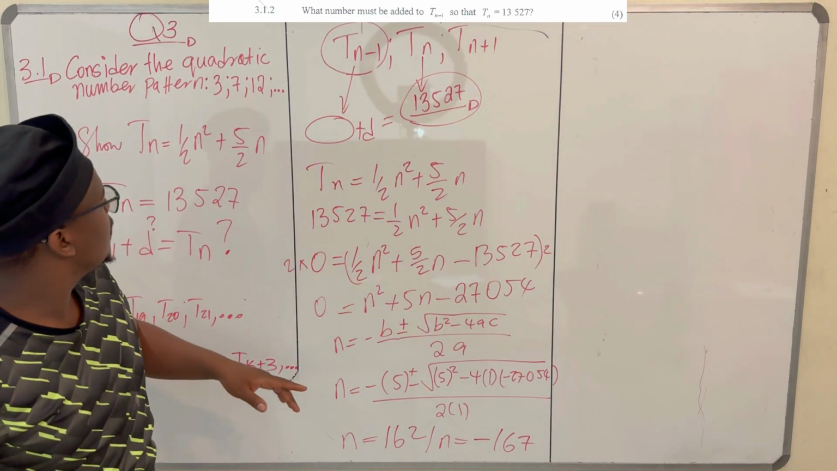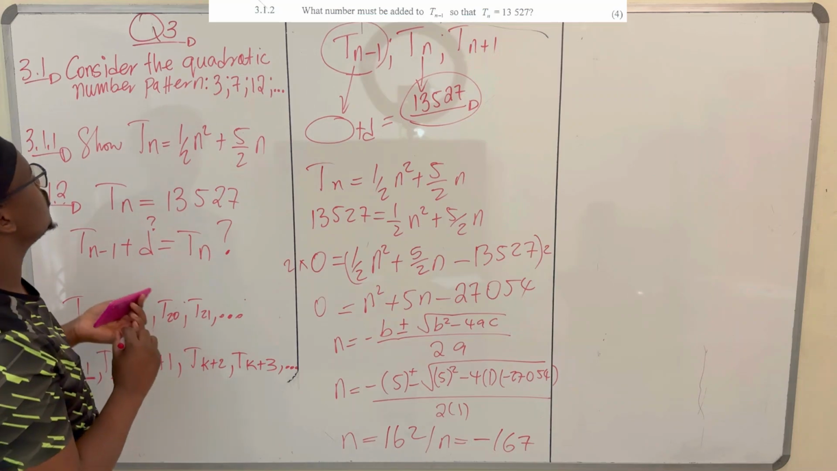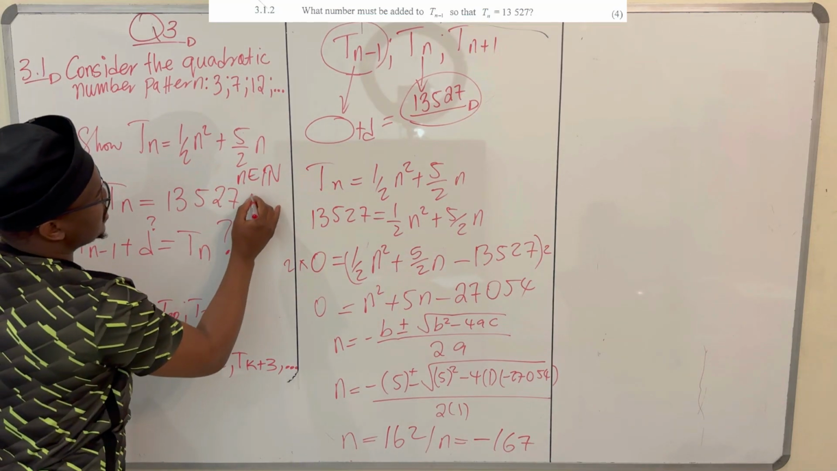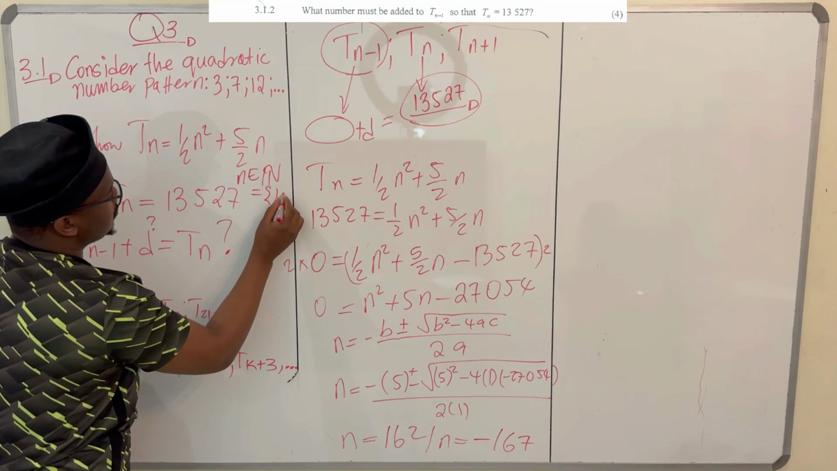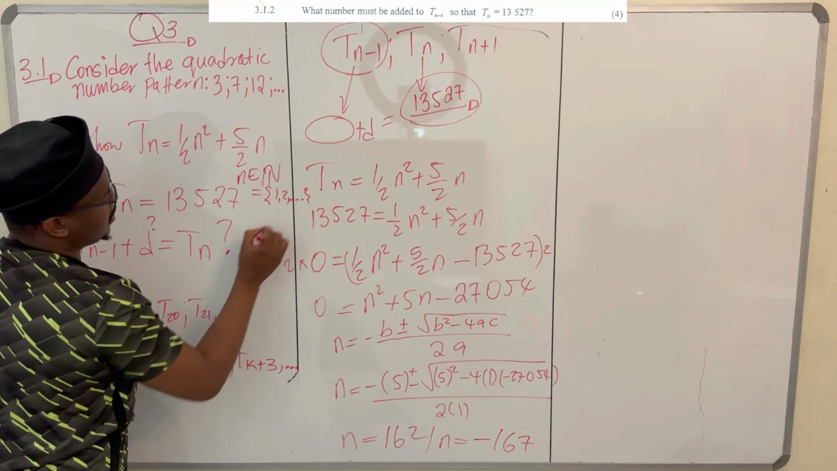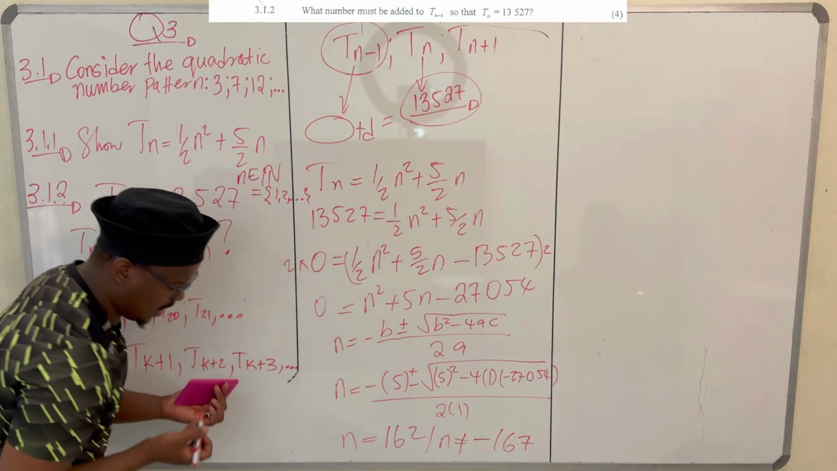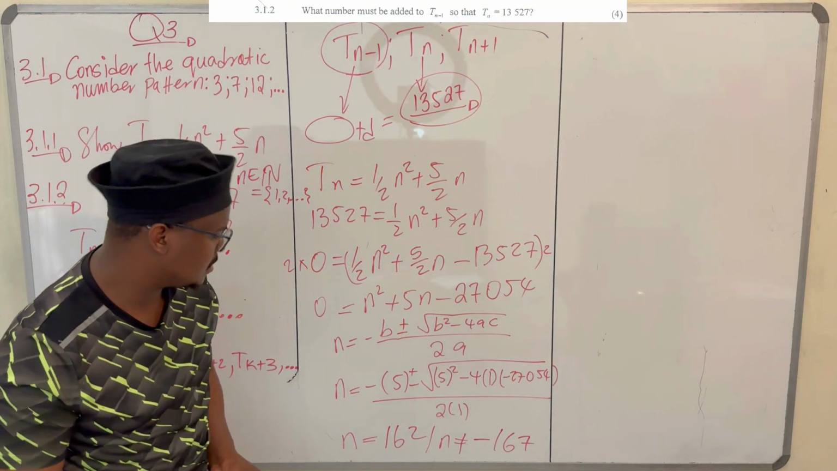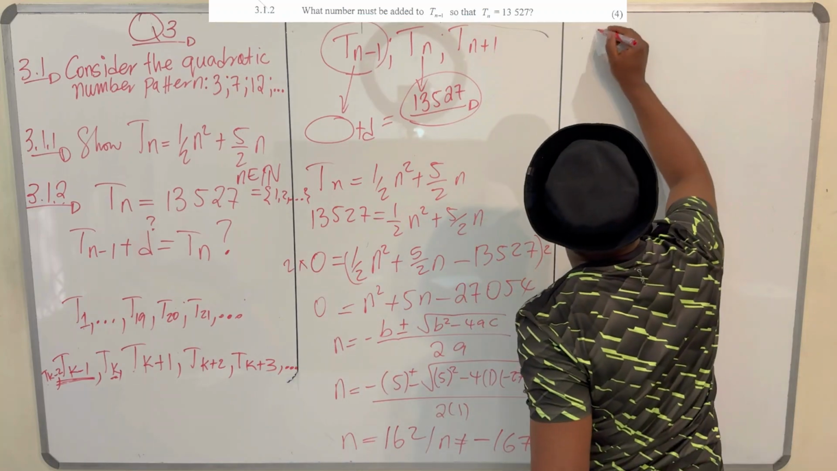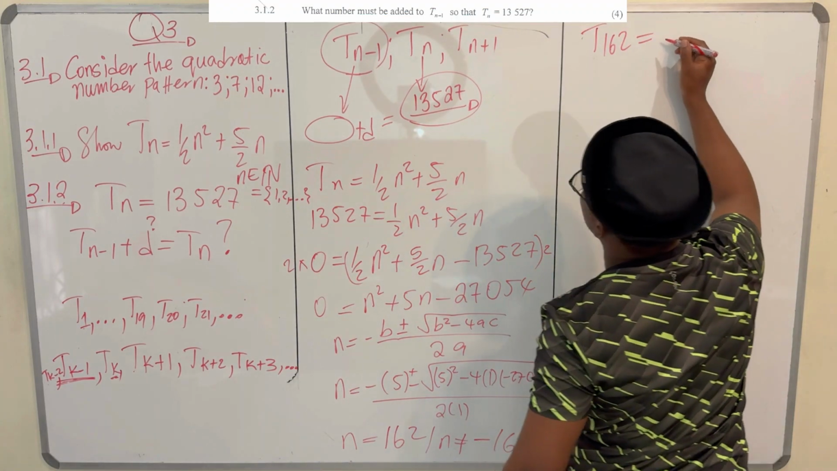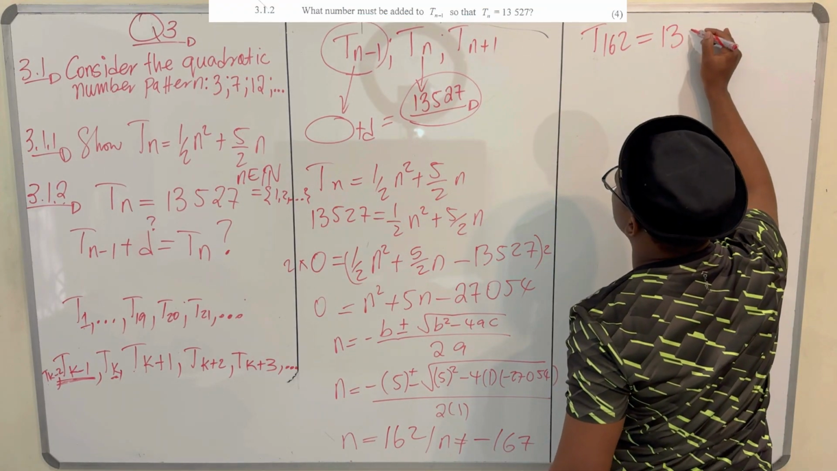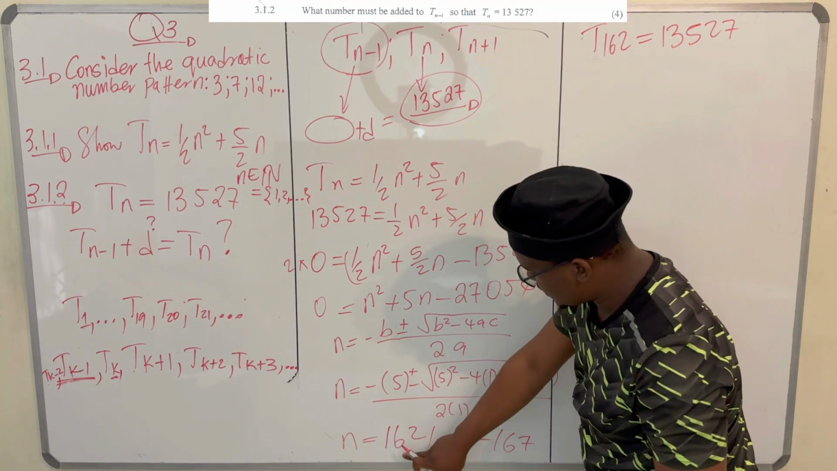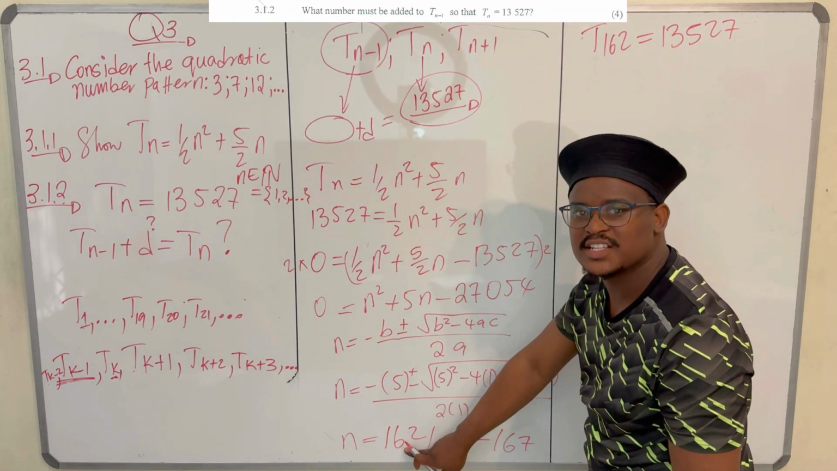And you know that on your sequences, your n is a natural number, which is numbers that start from 1, 2, and go forward. So this can't be, because a natural number is not negative. So what this is telling us is that T162 is equal to 13,527. So this term here is the 162nd term of the sequence.